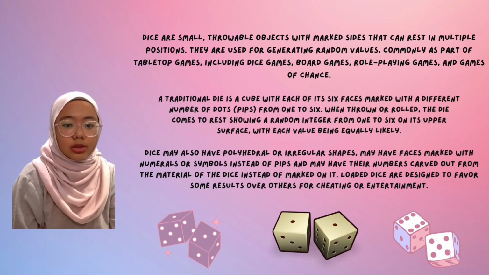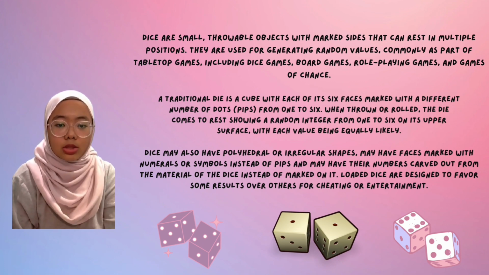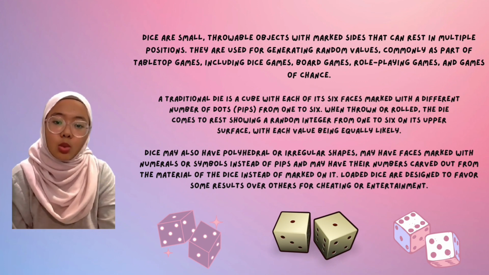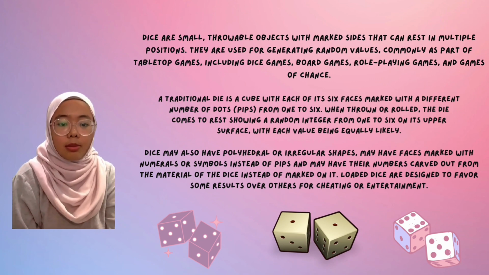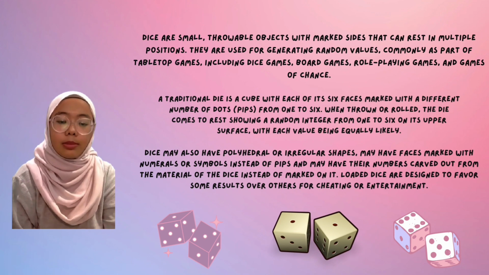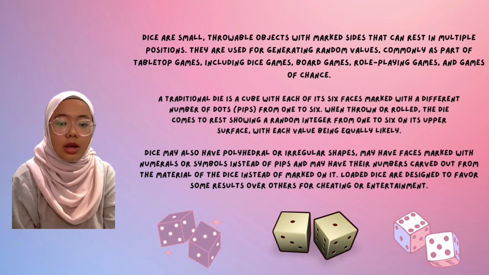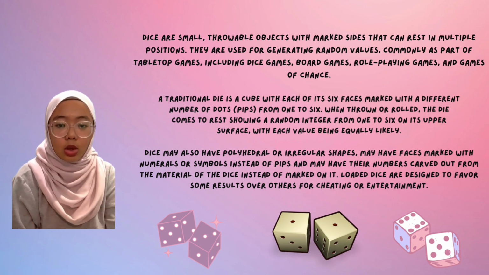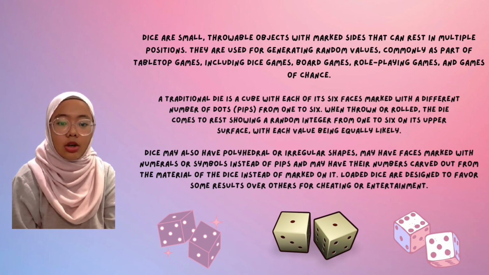When thrown or rolled, the die comes to rest, showing a random integer from 1 to 6 on its upper surface, with each value being equally likely. Dice may also have polyhedral or irregular shapes, may have faces marked with numerals or symbols instead of pips, and may have their numbers carved out from the material of the dice instead of marked on it. Loaded dice are designed to favor some result over others for cheating or entertainment.